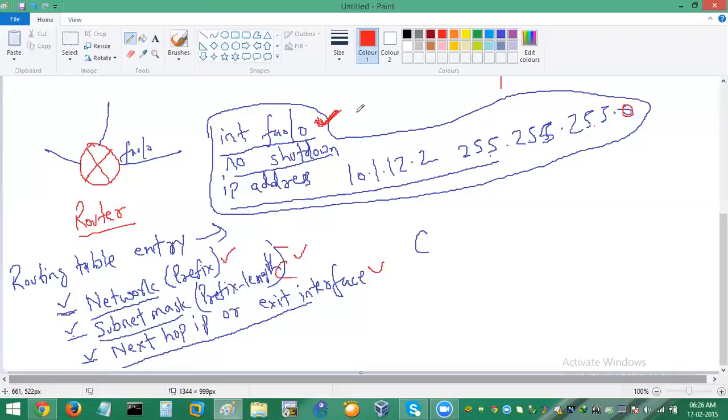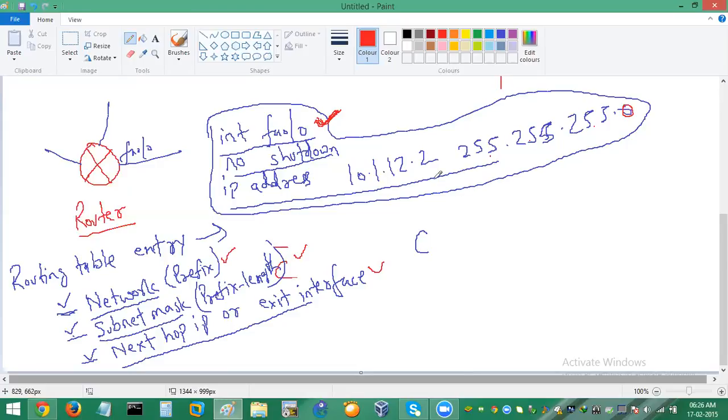Now, all these three pieces of information will be taken by this router from the way we have assigned the IP address on the interface. As I told you, again I'm repeating the same thing: each router installs a route for its directly connected interface which is in up state and which is assigned an IP address. So here we need three things: network, subnet mask, and next hop IP.